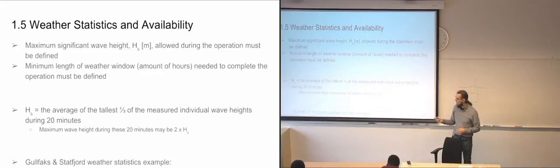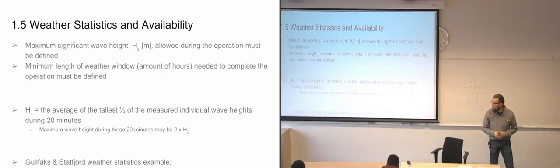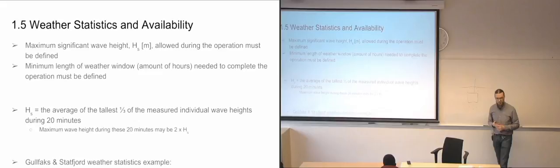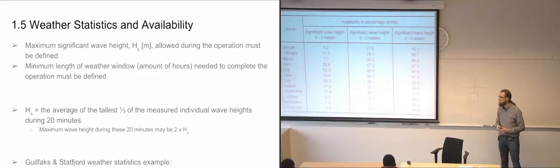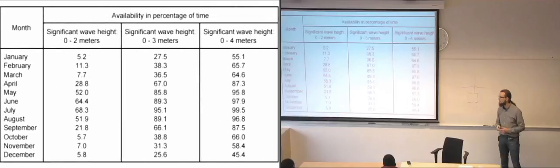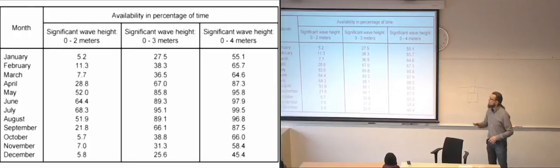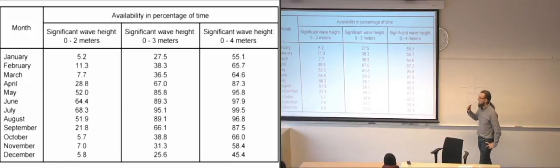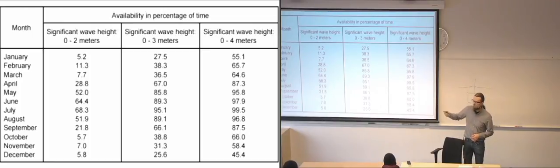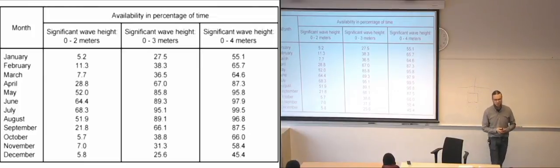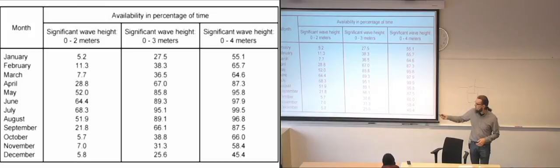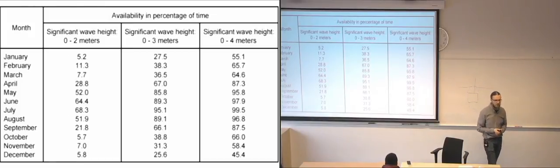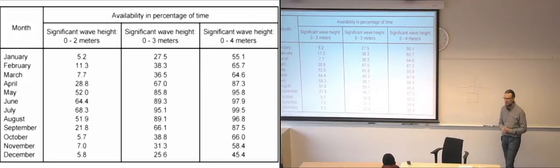And then we're going to look at a small weather statistics example, which is from the Gullfaks and Statfjord area of the North Sea. Those are two fields that are pretty close to each other. Here we get typical weather statistics, which basically give us the availability in percentage of time, which means how much of the time during one specific month can we experience less than 2 meters of significant wave height. Well, in January, only 5% of the month is going to have less than 2 meters. Then we move into May, June, July, so more than half of the month is going to have those small waves, so fairly calm waters during the summer months.